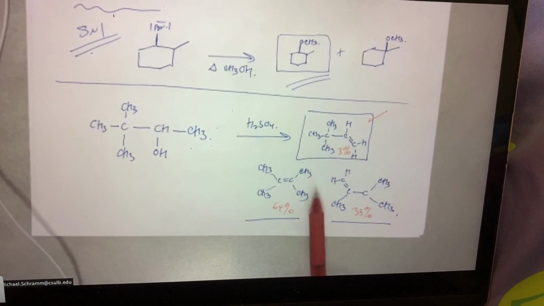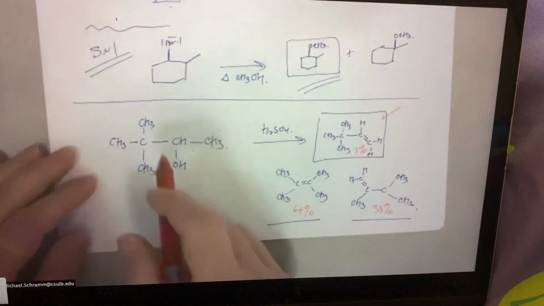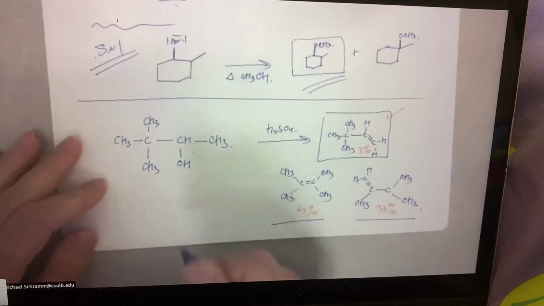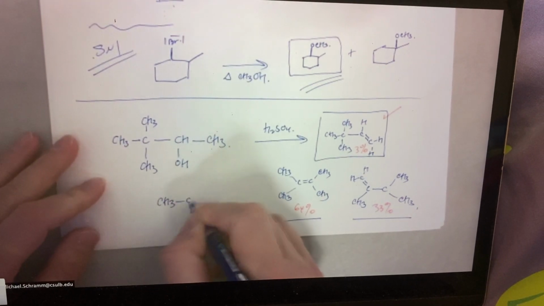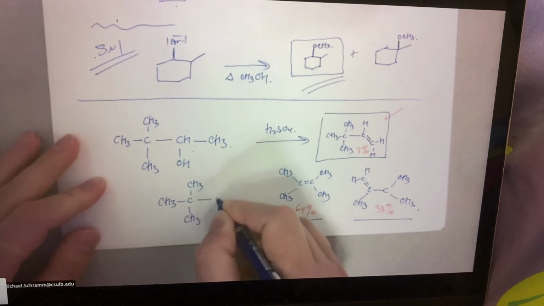Then at some point you'd say, well, I don't know how to make this or this from the starting carbocation. So let's just draw the carbocation directly. We don't need to practice. You can practice on your own making this carbocation. It's actually not difficult.